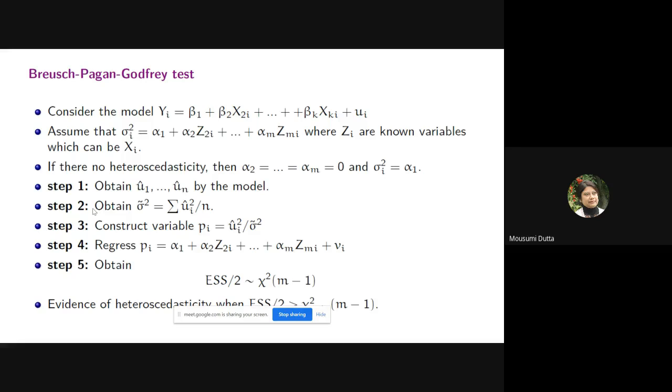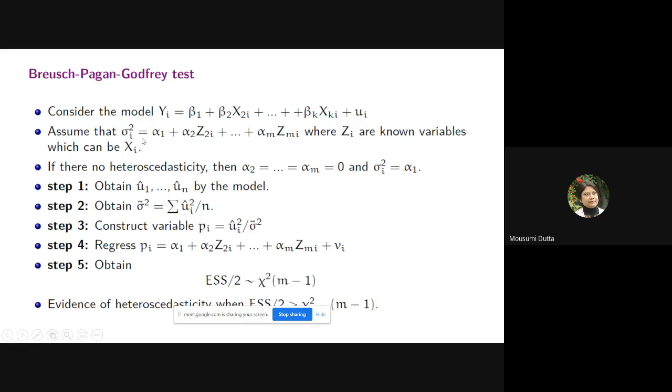Another important test in case of heteroscedasticity is the Breusch-Pagan-Godfrey test, the Breusch-Pagan test, later modified a little bit by Godfrey. So here also we are considering a standard regression model, yi is equal to beta 1 plus beta 2 x2i plus up to beta k xki plus ui, the standard regression model.